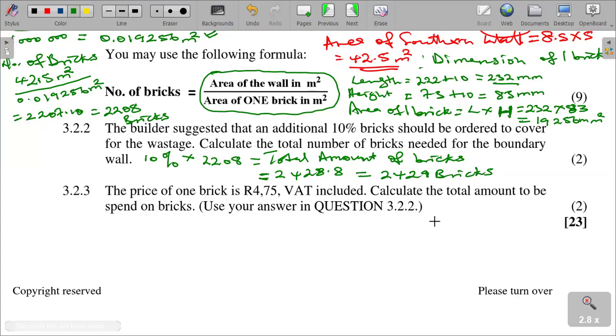We cannot have half bricks, the bricks should be full. So we round it up, and this 0.8 rounds up, therefore it's going to give us 2,429 bricks.